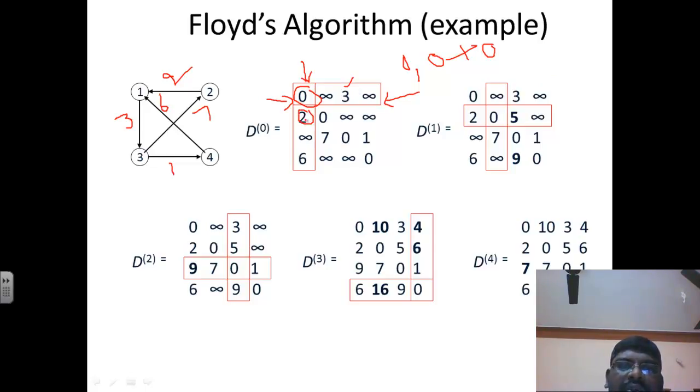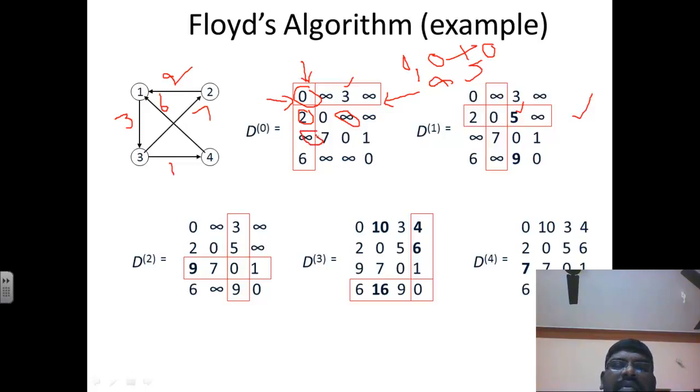Already available 2. Now 2 plus 0, 2. Both are same. Again, already available 0. Now 2 plus infinity, infinity. Which is the minimum? 0 and infinity, 0. Then already available infinity. Now 2 plus 3, 5. So which is the minimum? Either infinity or 5. So 5. Now you got the clarity. Then already available infinity, 2 plus infinity, infinity.